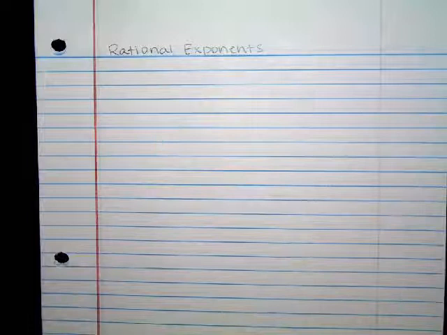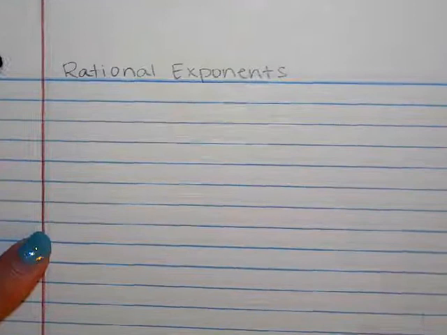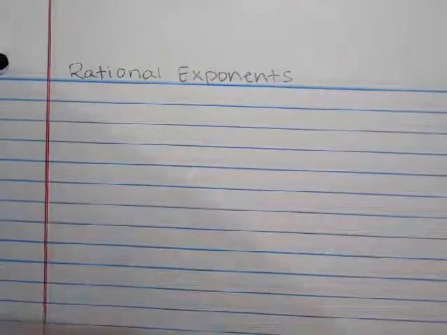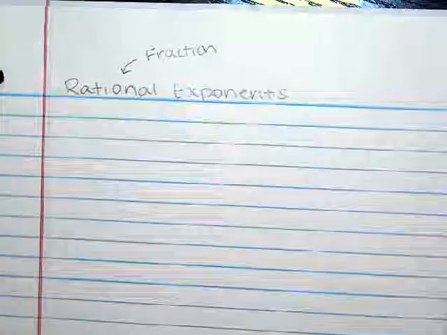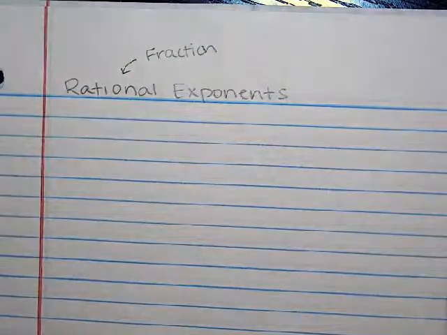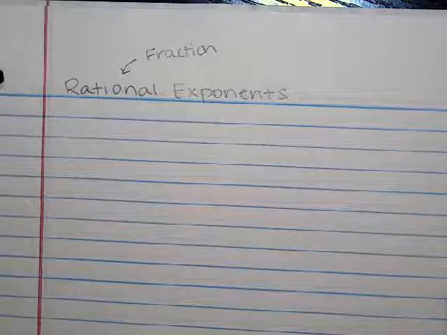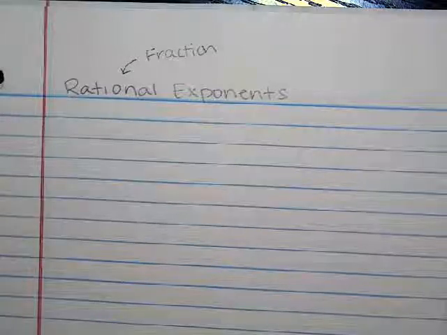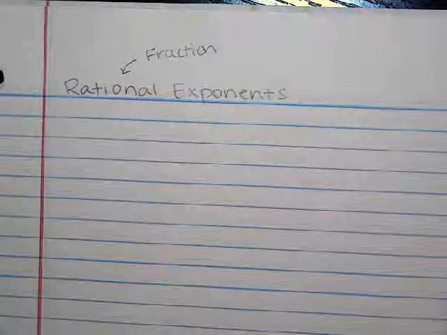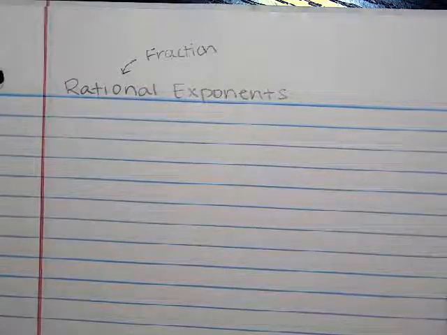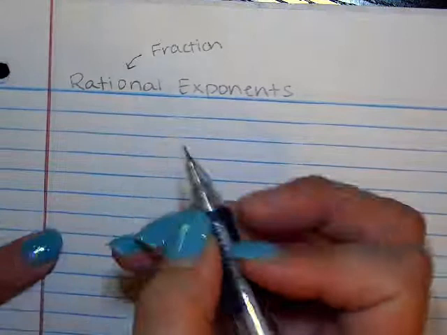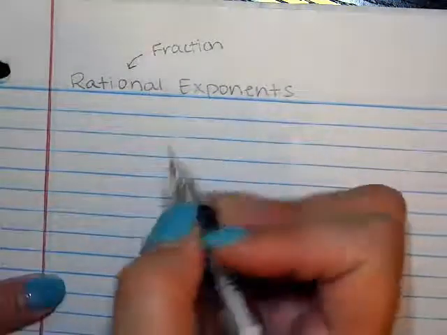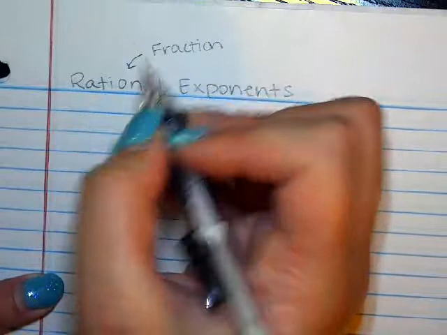Rational exponents. Does anyone know what the word rational means when we talk about it in math? Fraction. Fraction exponents. Ratio. Yep. Ratio-nal. So it's going to be a fraction. Fractional exponents. Okay. So you can see it two ways.